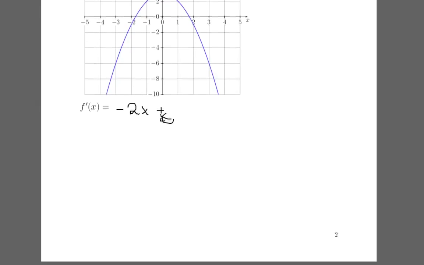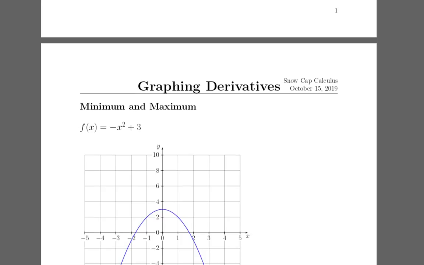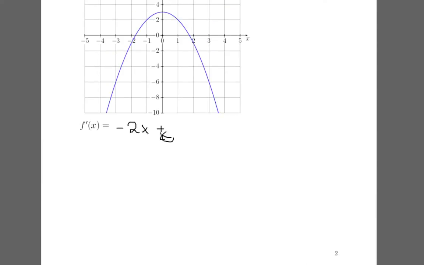So, oops. Ooh. Oh. Wipe that out real quick. Whoopsie.